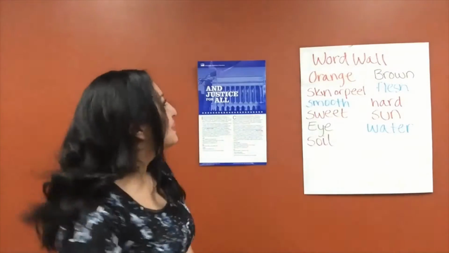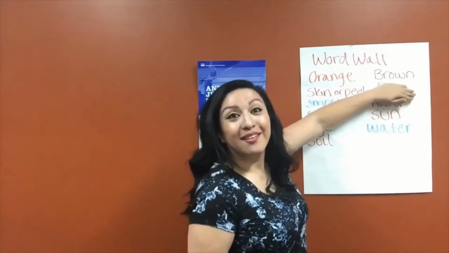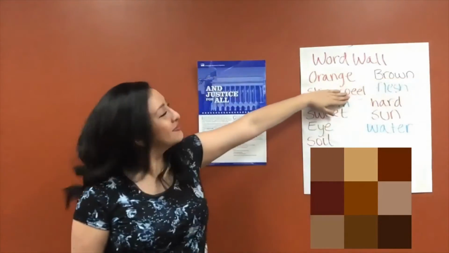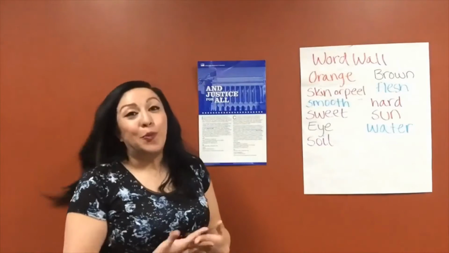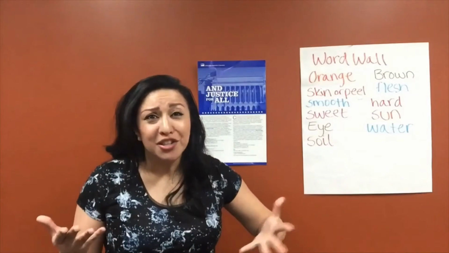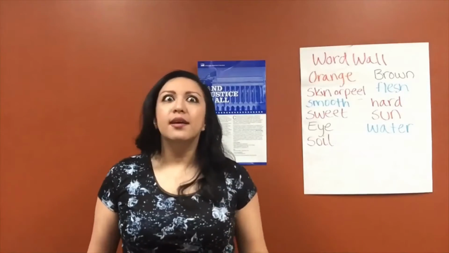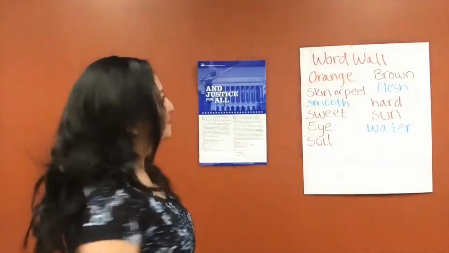So exciting. The other word is brown. Can anybody think of anything brown? Yeah, Miss Sam's eyes are brown, right? So brown is also the color of this fruit or vegetable that we're talking about today. What? How could it be 2 colors? We'll talk about that soon.